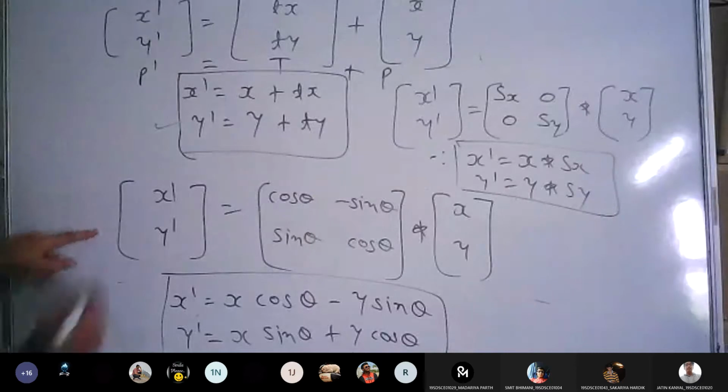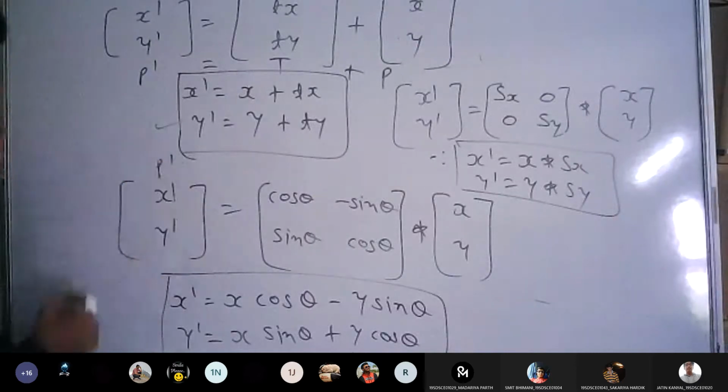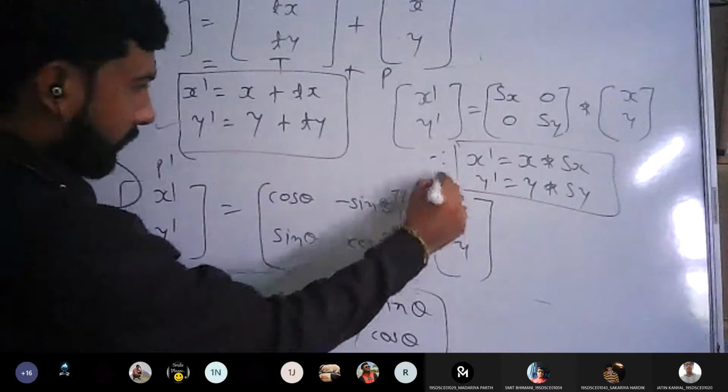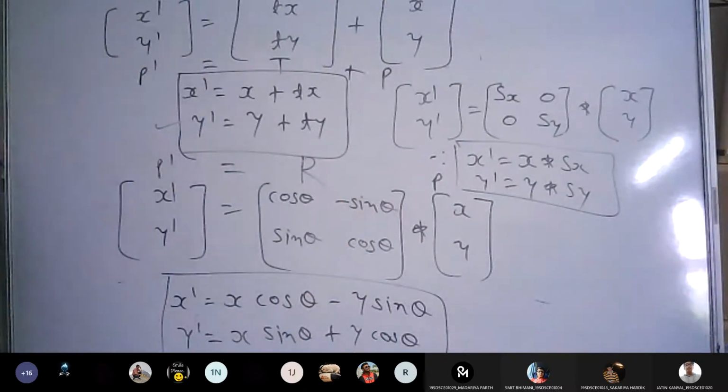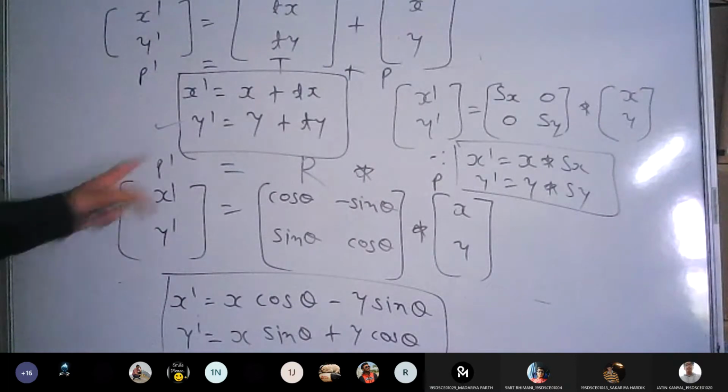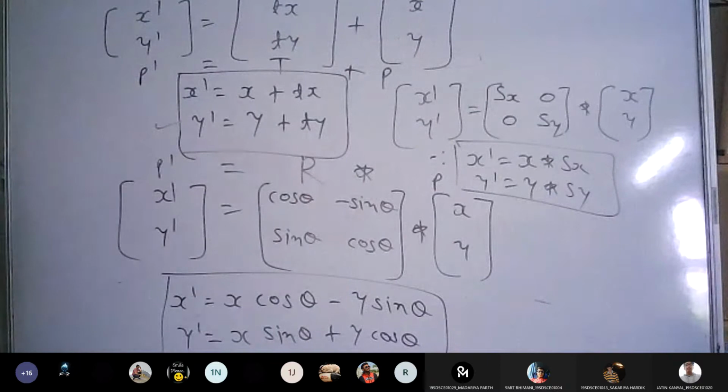Similarly, for rotation, if I say that this is my new point P dash, this is the original point P, and this is the rotation matrix which is R. So what I can say, P dash is equal to R into P. This is the general equation for rotation transformation. P dash is equal to R into P, or you can say P dash is equal to P into R. Is it fine?